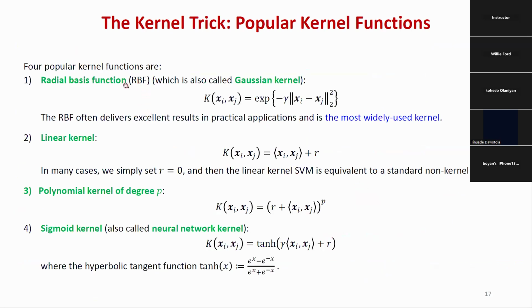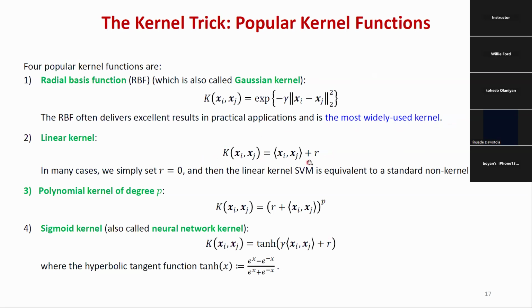There are four very, very popular kernel functions. The first is called the Gaussian kernel. It's also called the RBF kernel, radial basis kernel, but personally, I call it a Gaussian kernel. Why? Because that's nothing but a Gaussian function here. And it often delivers excellent results in practical applications. And this is the most widely used kernel.